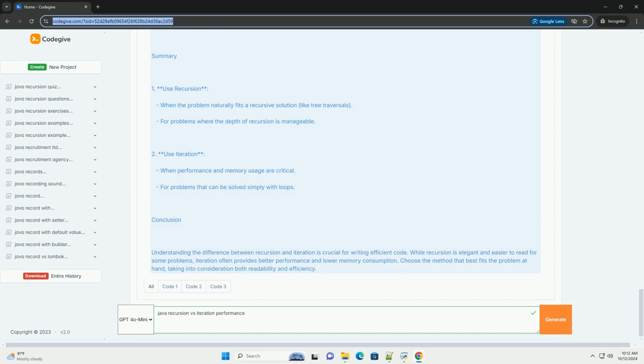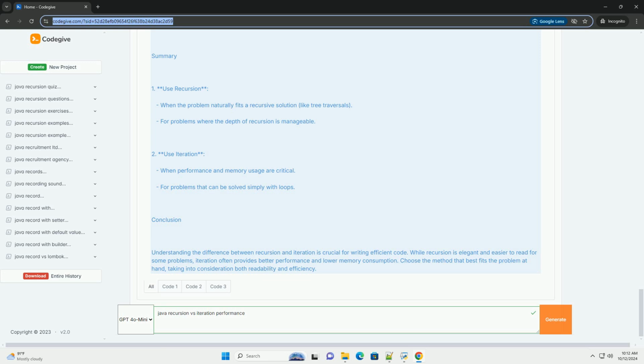2. Execution speed. Recursion can be slower due to the overhead of multiple function calls and returns. Iteration is usually faster because it avoids the overhead of multiple calls. 3. Readability and maintainability. Recursion can be more intuitive and easier to read for certain problems like tree traversals or factorial calculations. Iterative solutions may be more straightforward for simple problems.